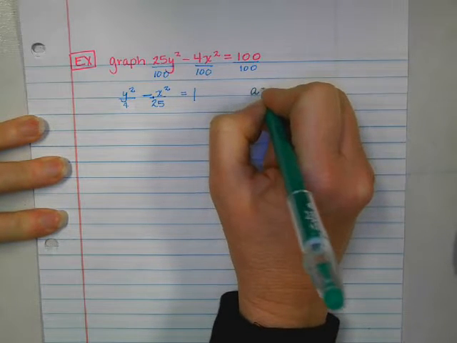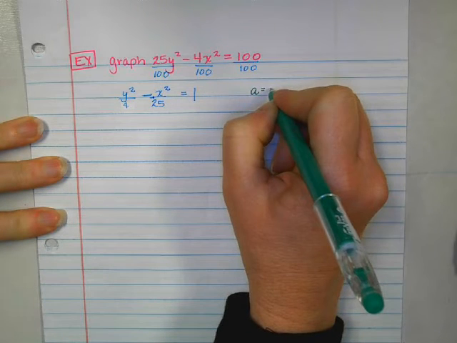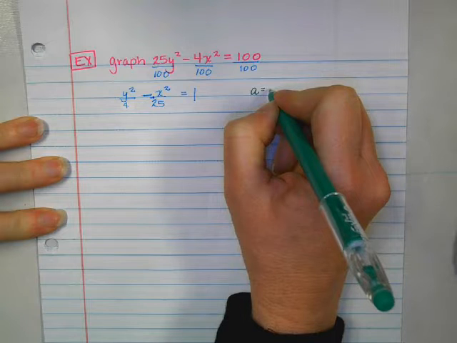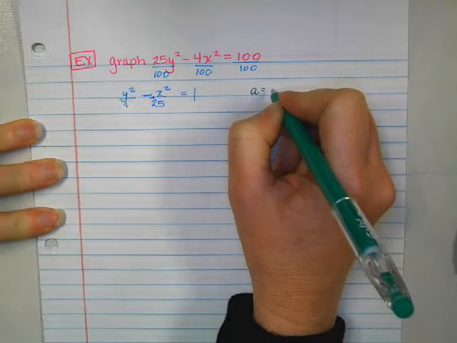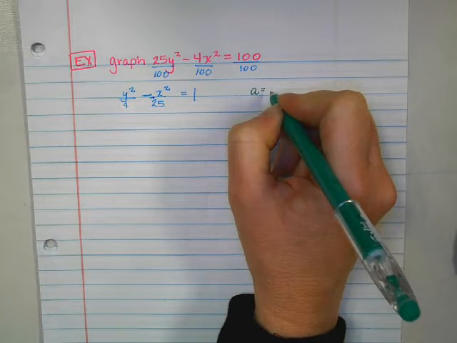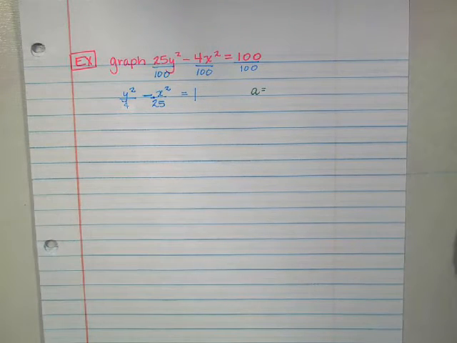What's your a value? 2. Wait, will a go under y now, or does it stay under x? No, it stays with whatever the vertices are going to be, whatever your major axis, in this case your transverse axis is. That's your a value. It stays with the important thing. So it's under y this time. Okay. So my a value is 2.